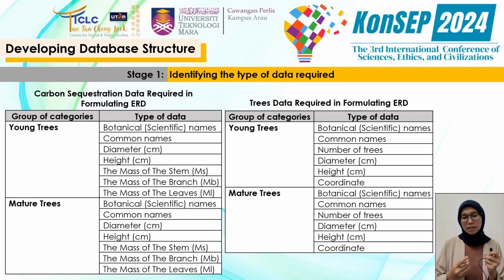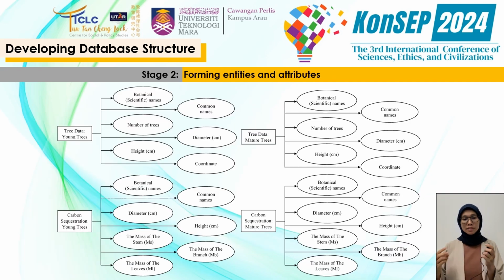So stage 1 is identifying the type of data required. In creating spatial and attribute data of trees and carbon sequestration, it is necessary to categorize the trees based on DBH. So the table shows the tree data and carbon sequestration according to the group of tree categories that are required in formulating the ERD.